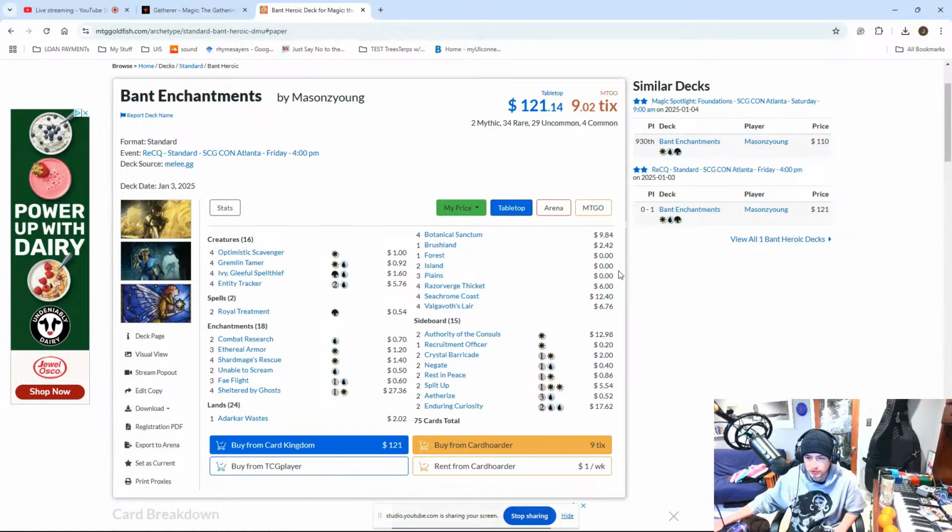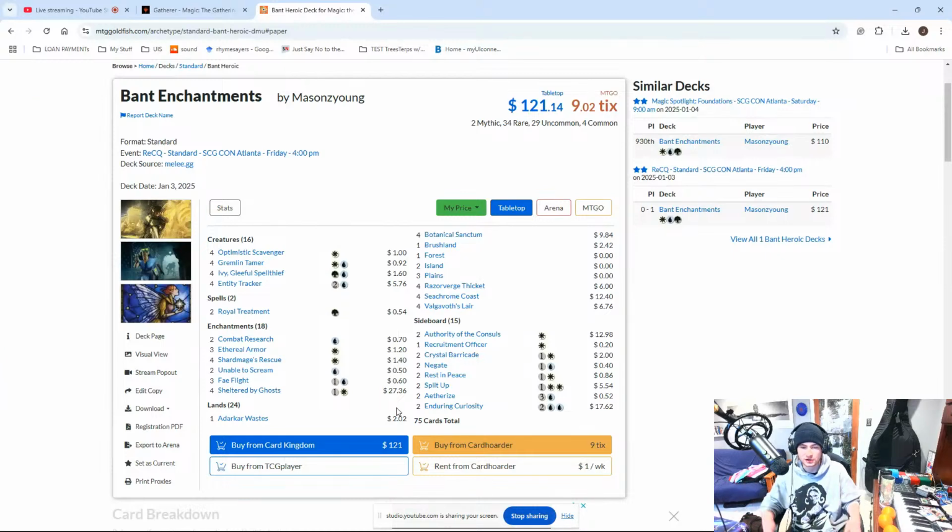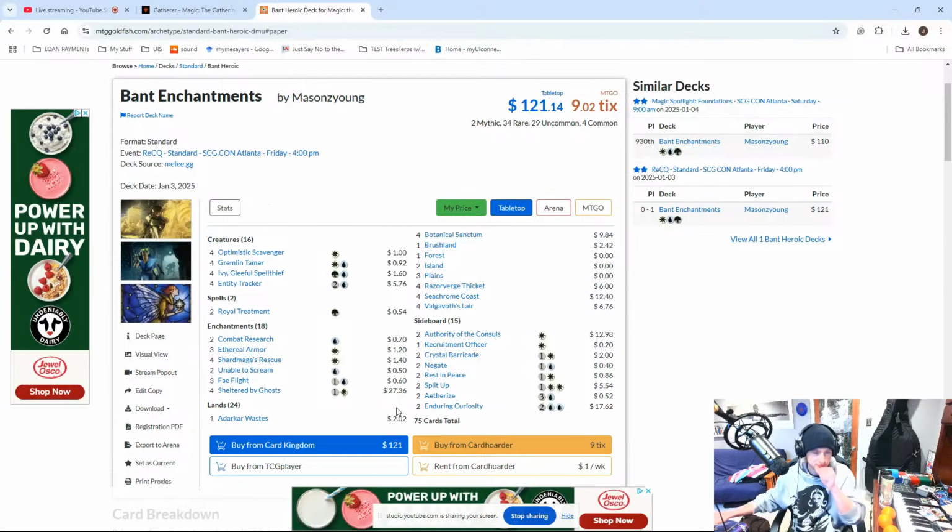$40, $42 plus 24 is $68, plus another 24. So you have like $100 in the lands exclusively. And so you don't have to play Sheltered by Ghosts, right? You can cut all of the other cards that are expensive. Entity Tracker is not needed. Sheltered by Ghosts is not needed. When you're starting, you can play other kinds of cards.